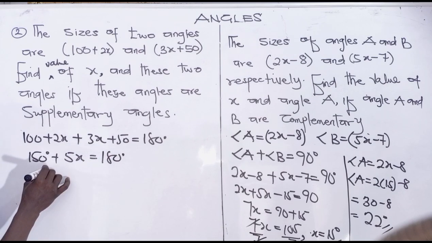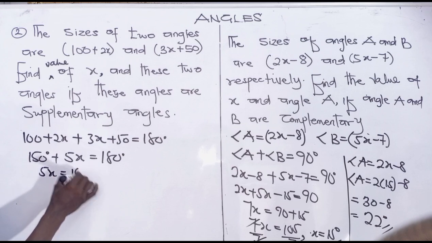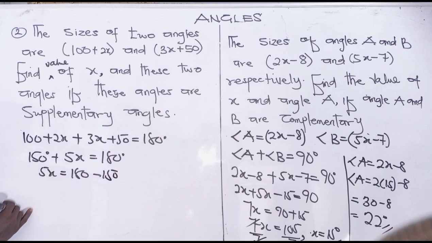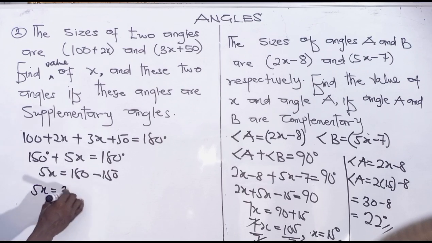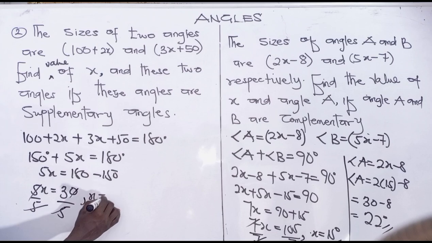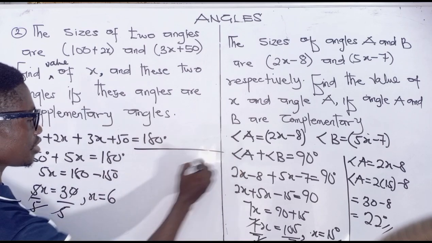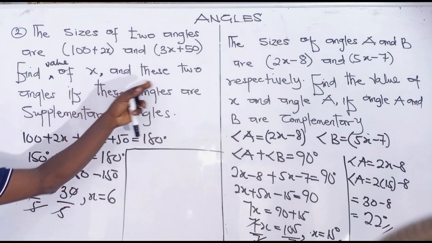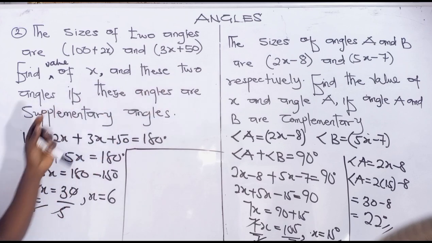So we have 5x is equal to 180 minus 150. So we can say that 5x is equal to 30 degrees. Dividing both sides by 5, our x is equal to 6. Now, the question further said that we should find these two angles.